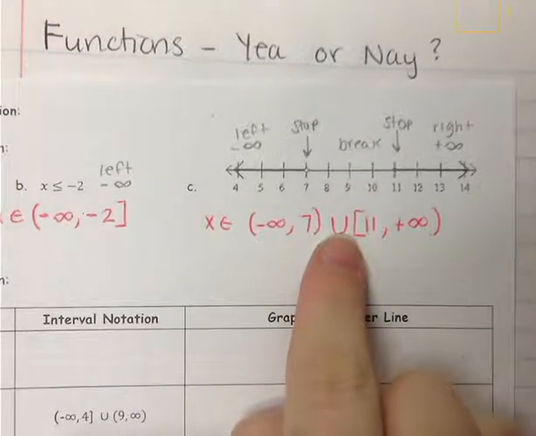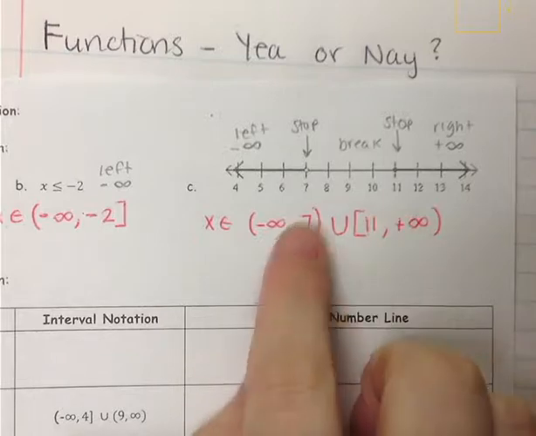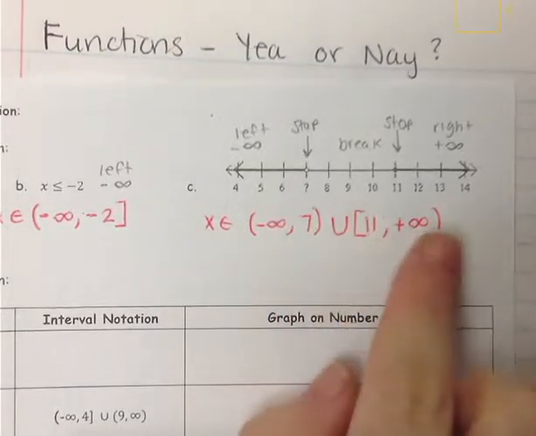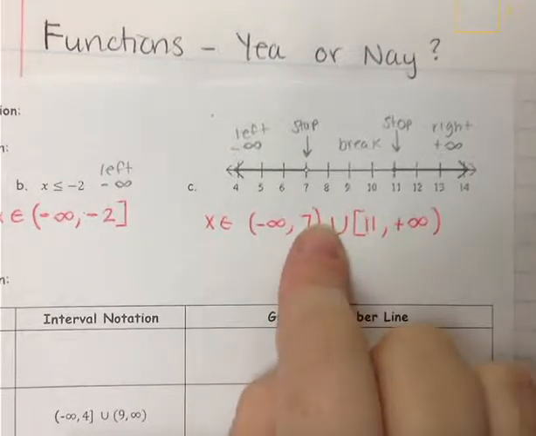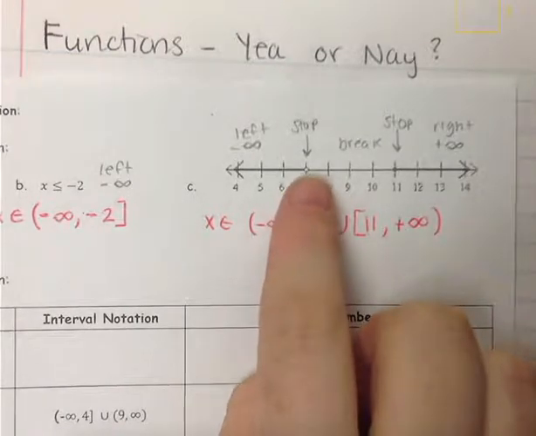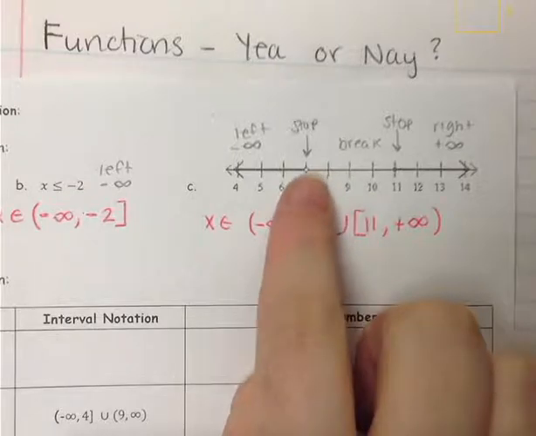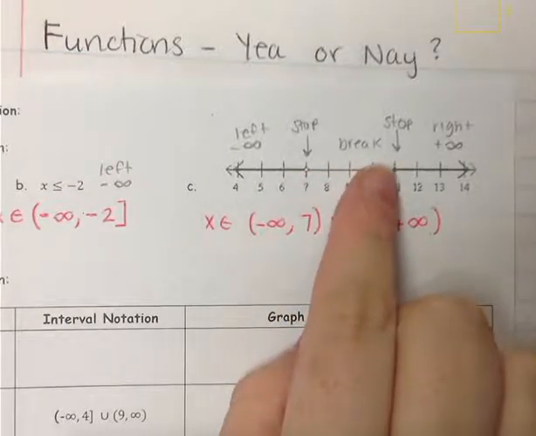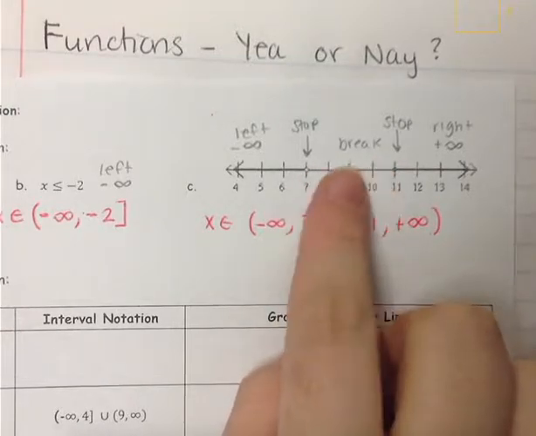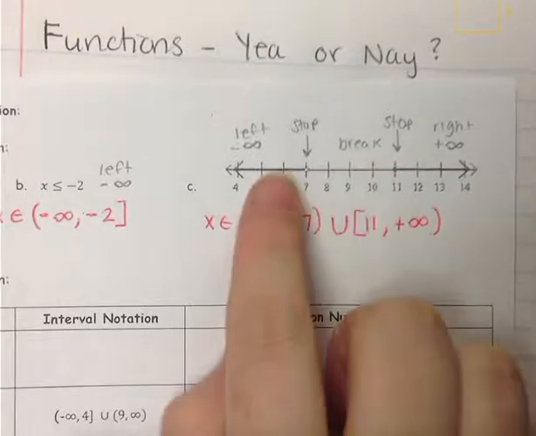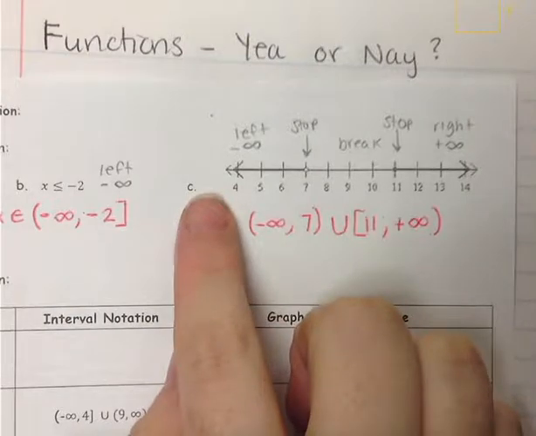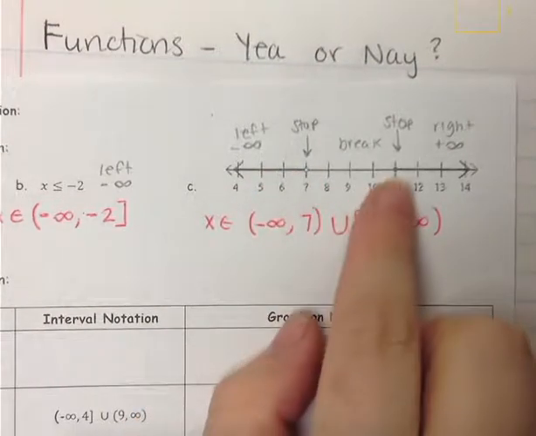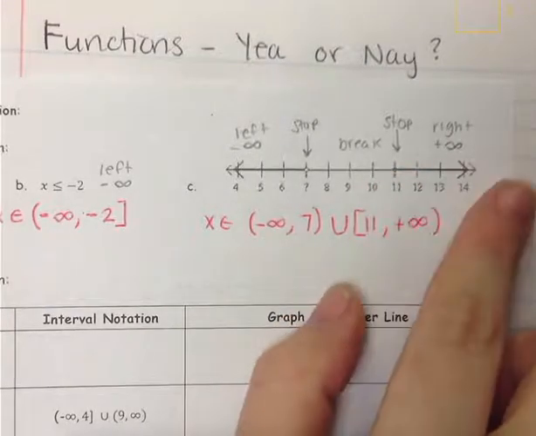We use a union to say what part of the graph is actually used. The only part of the graph that's not used is everything from that 7, including the 7, up to, but not including that 11. That's not what is being used. Everything that is used is all the way from negative infinity to the 7, but not including the 7, and then from that 11 all the way up to positive infinity.